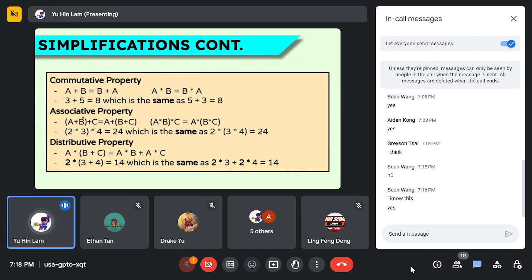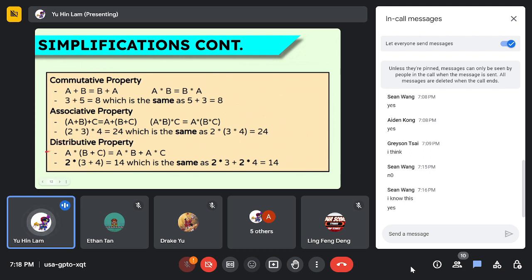Our next one would be our associative property. It just means that we can also group them in any way we want. So we can group A and B together, or we could group B and C together. It doesn't really matter since it will always be the same. So in our example here, when we group 2 times 3 and then times 4 on the outside, it'll give us the same as 2 times the grouping of 3 times 4. So this is just our associative property.